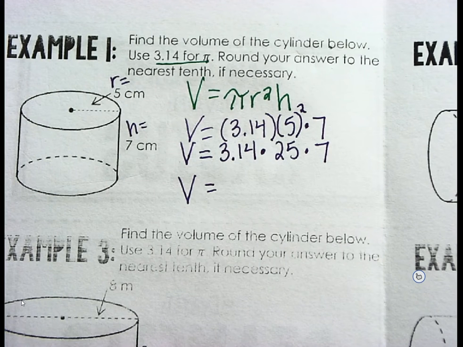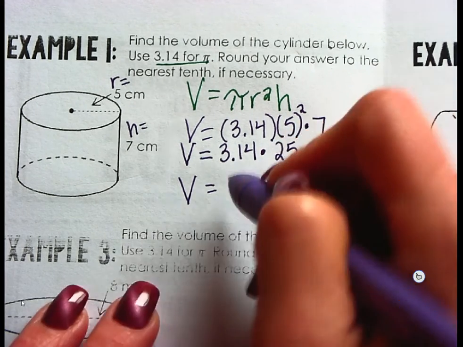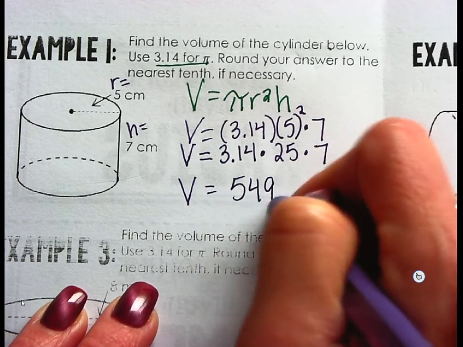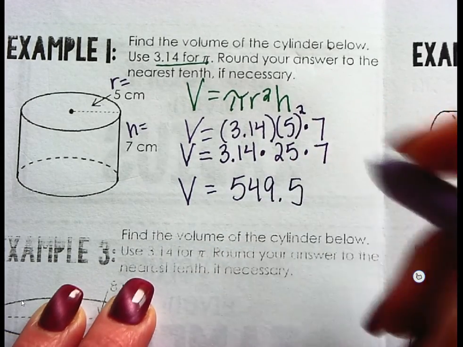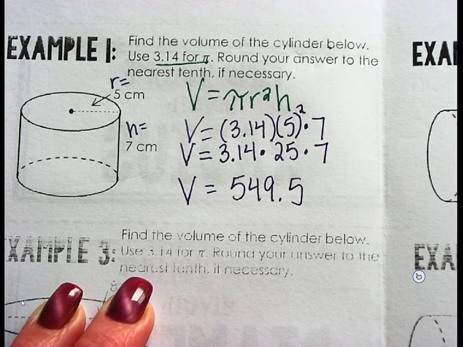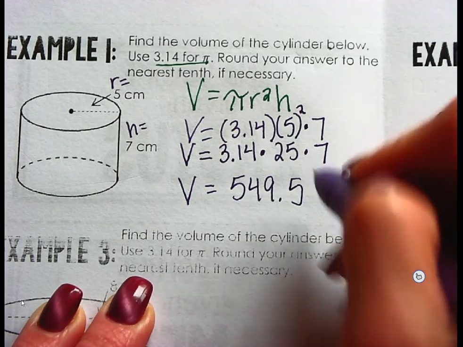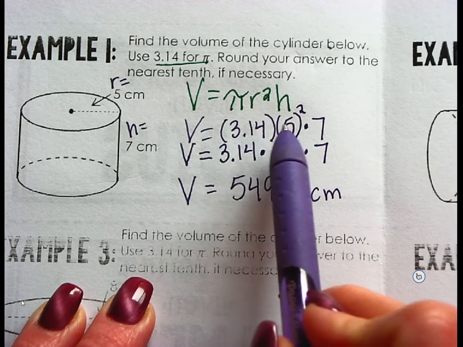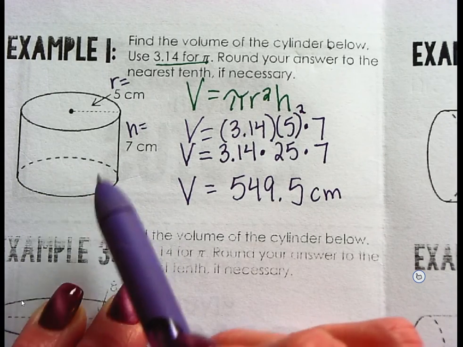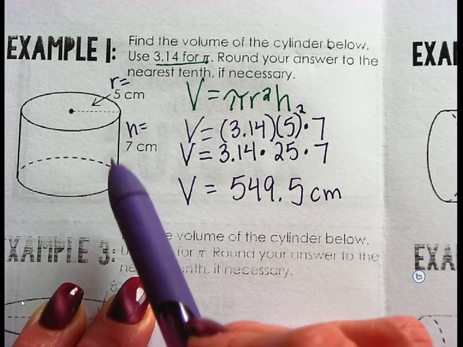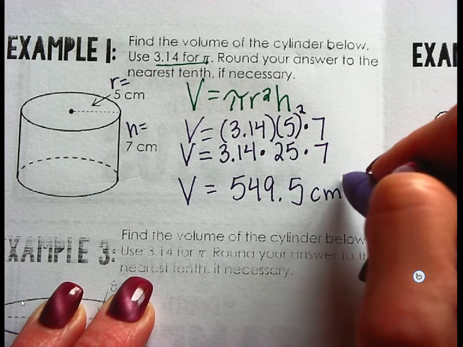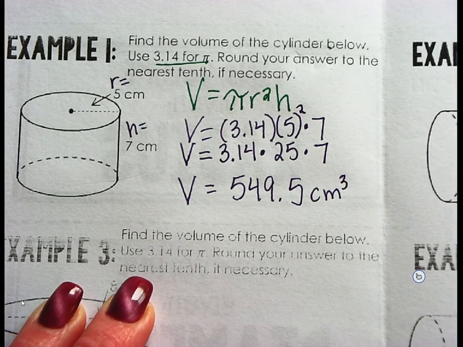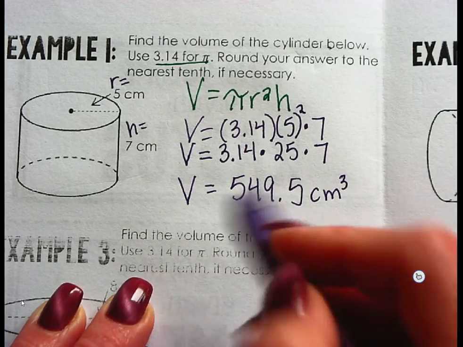Sanjayla? It's 549 and 5/10. And what are our units? Centimeters. And what kind of centimeters? Cubed. Because there are 3 dimensions: we have the 2-dimensional circle, and you're multiplying by the 1-dimensional height, so it's a 3-dimensional shape, so we use a 3-dimensional unit. So this is our answer.